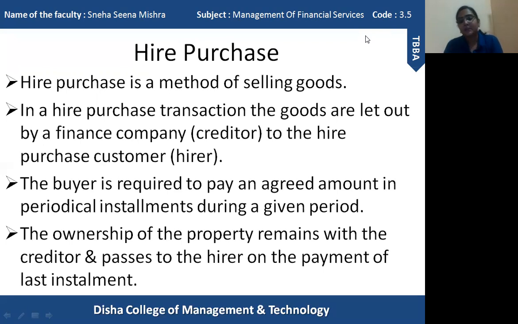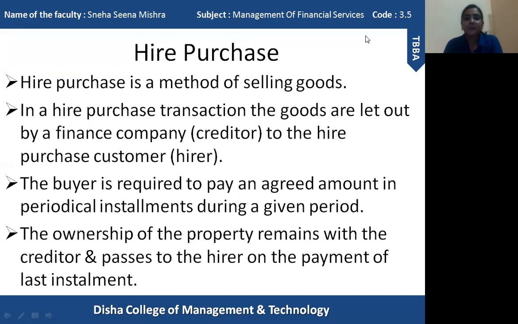Hire purchase, more or less you all are aware about it. When you purchase a product and pay the entire amount, you immediately get the product and you can use it and you become the owner of the product. But what if you are not able to pay the entire amount of the product at once? You pay in installments. That process is called hire purchase.